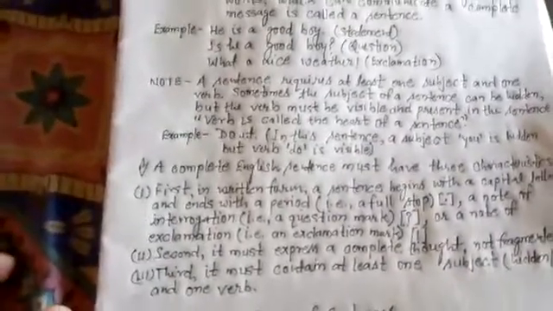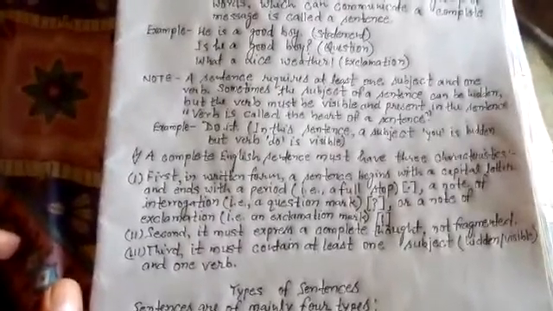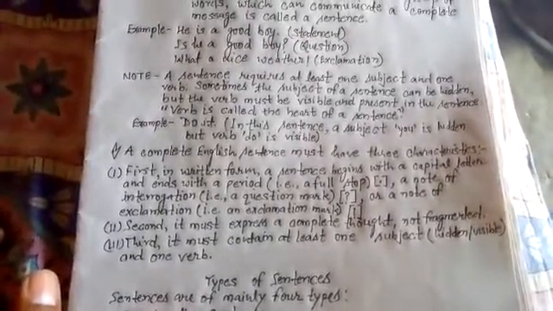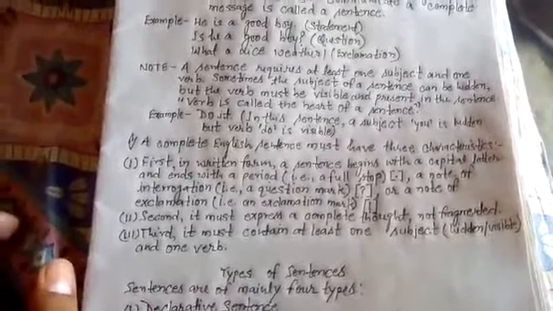Second point is, it must express a complete thought. A sentence must express a complete thought, not fragmented. And third point is, it must contain at least one subject, whether it is hidden or visible, and one verb. I want to tell you once again, hidden in case of imperative sentences.